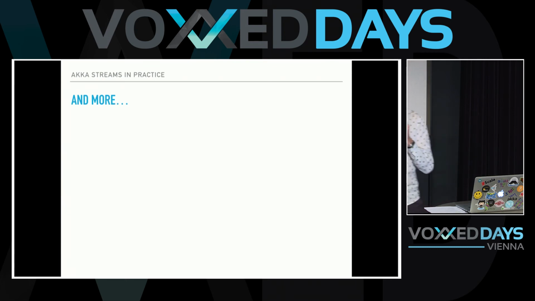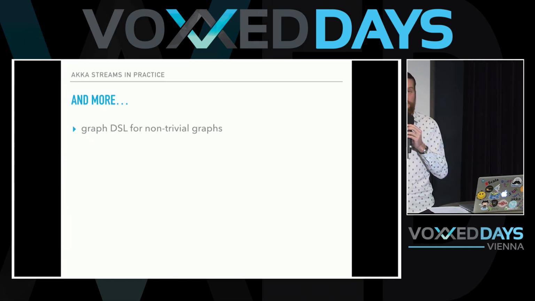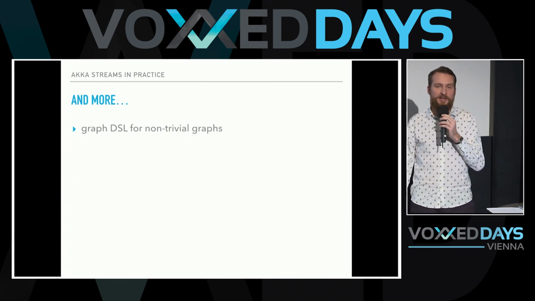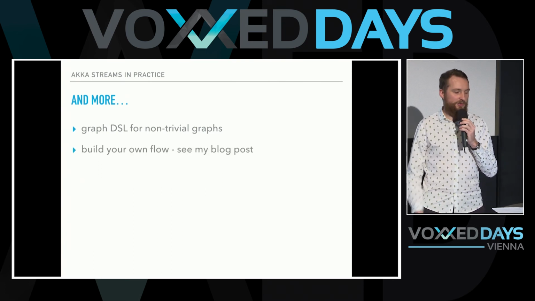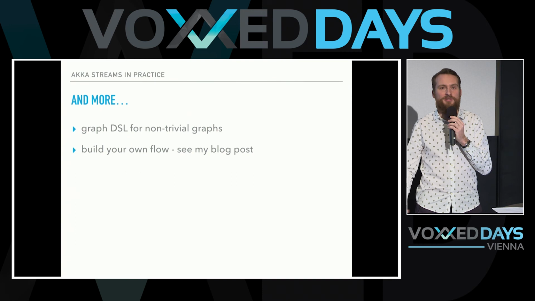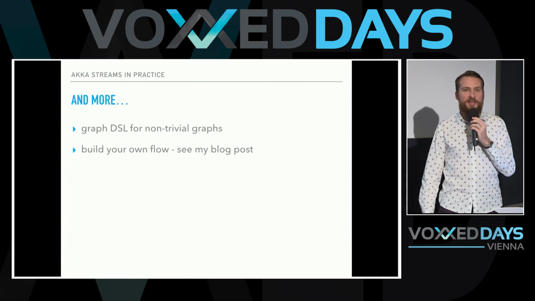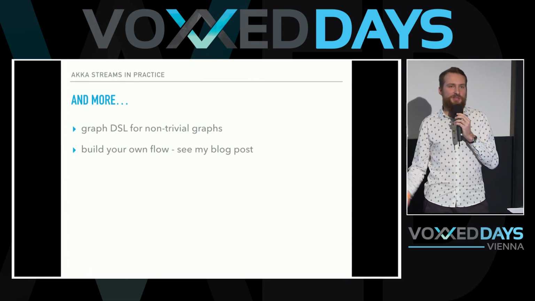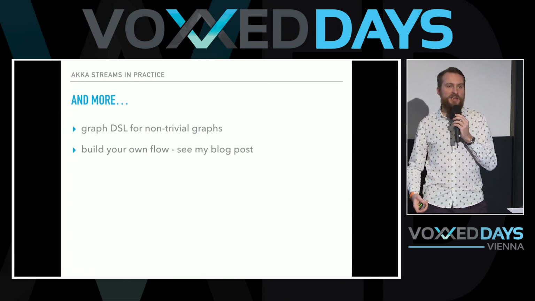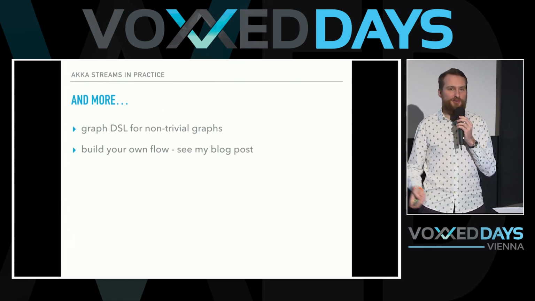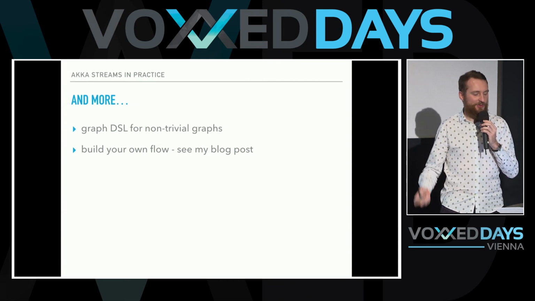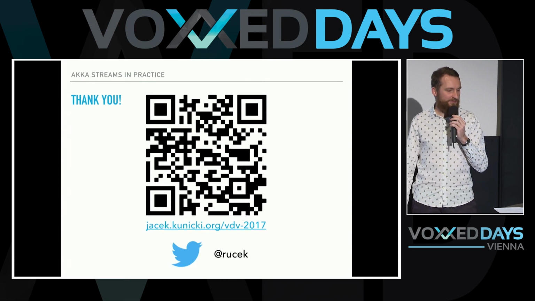Okay, so that was the live coding part. Of course, there is more, as usual. You have already seen how to implement your own graph with the graph DSL. So if the built-in stages are not enough, you can build your own. You can also build your own flow, for example with some other DSL, which may be useful because you may need to do some stateful operations within the flow. It's also possible. I've written a blog post about it and contributed one of the custom flows to Akka Streams contrib. So you may go to the blog and see if you're interested.